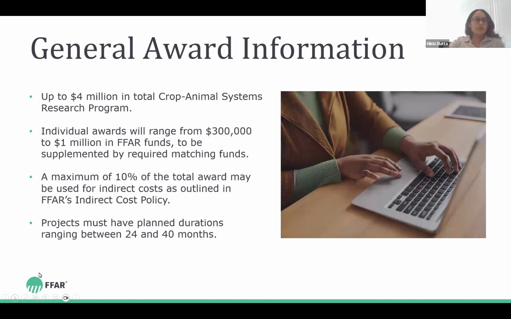Some general award information. This research call is up to $4 million total in US dollars for our Crops Animal Systems RFA. Individual awards will range between $300,000 to $1 million in FFAR funds, and this is to be matched in supplemental match funds, whether in-kind or cash match. A maximum of 10% of the total award may be used for indirect costs, as outlined in FFAR's indirect cost policy, and projects must have a planned duration ranging between 24 and 40 months.